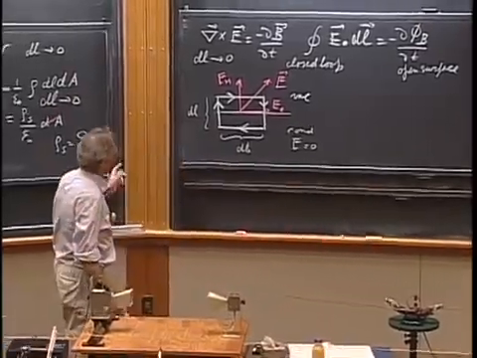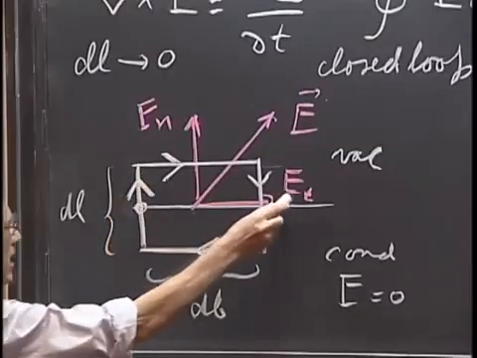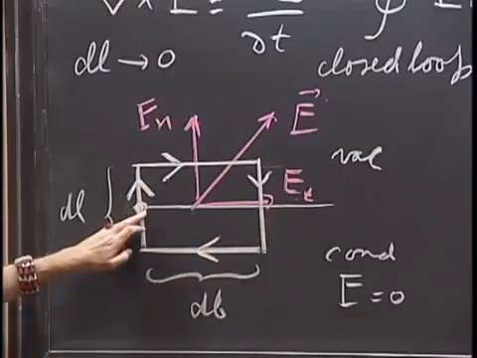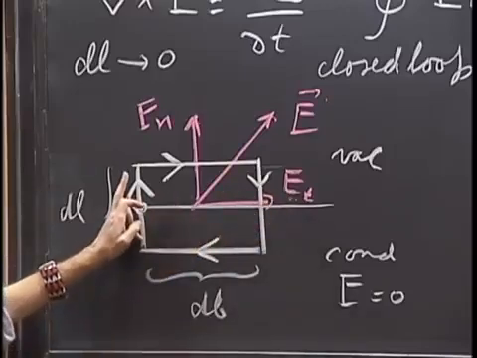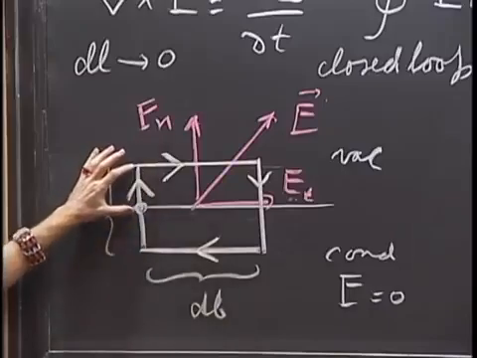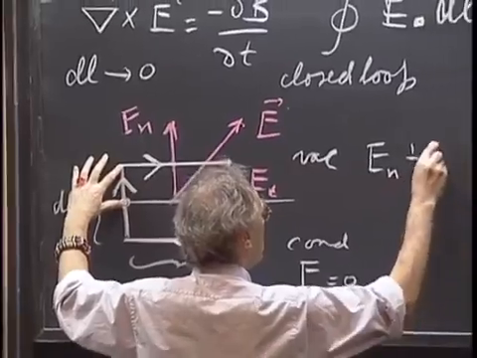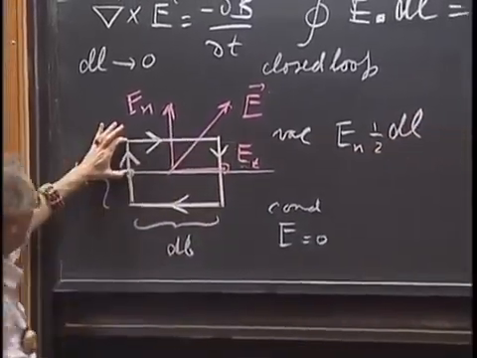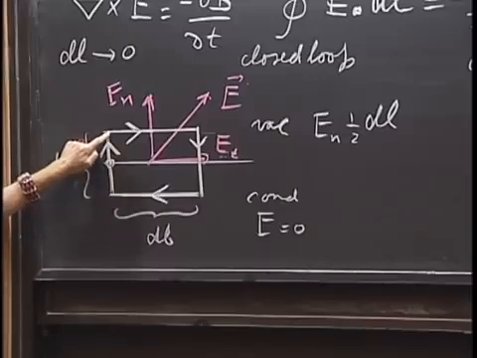So if you're ready for this, I start here, and I move in this direction. The E of t has no impact because it's perpendicular to my direction of motion, so the dot product is 0. So all I worry about is this one. And so I get E of n times 1/2 of dl. Let's suppose that this is 1/2 of dl and this is 1/2. So that's when I go from here to here.